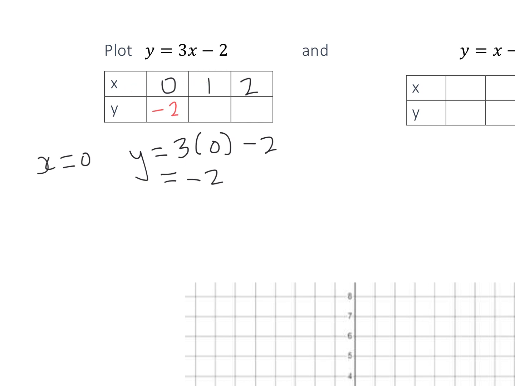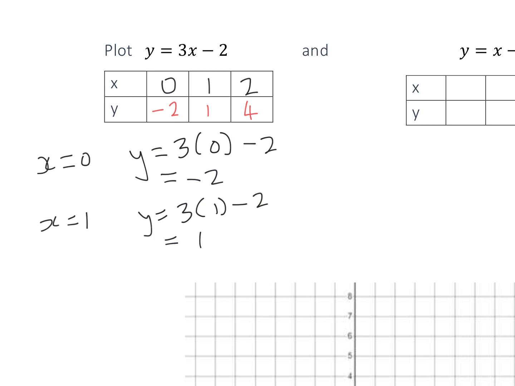Then we go on to the next x value. What about when x is 1? When x is 1, remember, y is always 3x minus 2, but in this case x is 1. So that's 3 1s minus 2. 3 1s are 3, take away 2, gives you 1. So when x is 1, y is 1. And then finally, when x is 2, when you get better at this, you can just go straight from here. When x is 2, y would be equal to 3 2s, which is 6. Take away 2, which gives 4.